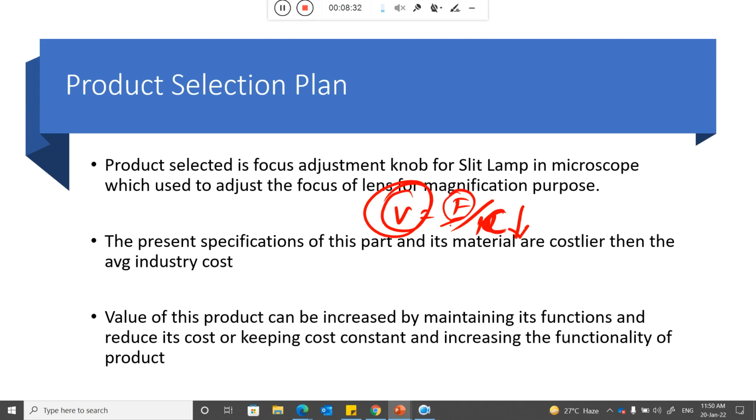Many people may ask, okay, I am not reducing any cost. In that case, can I increase the value of that particular product? Yes, you can. If you increase the number of functions of that particular product, then you can increase the value. So that type of thing is there.